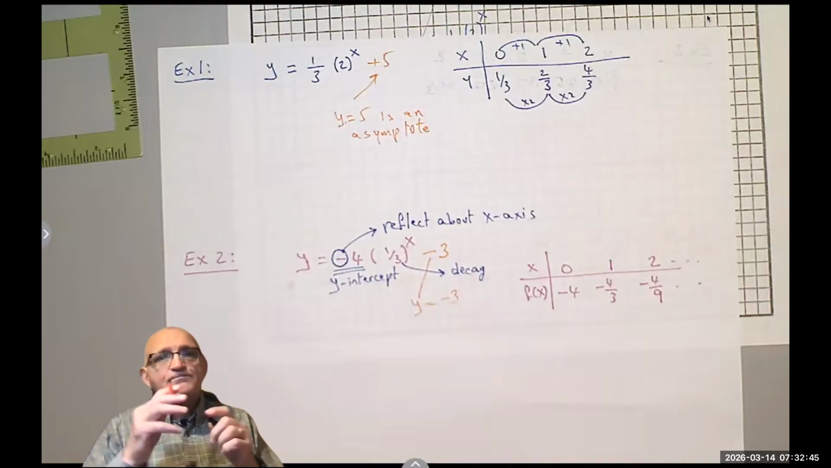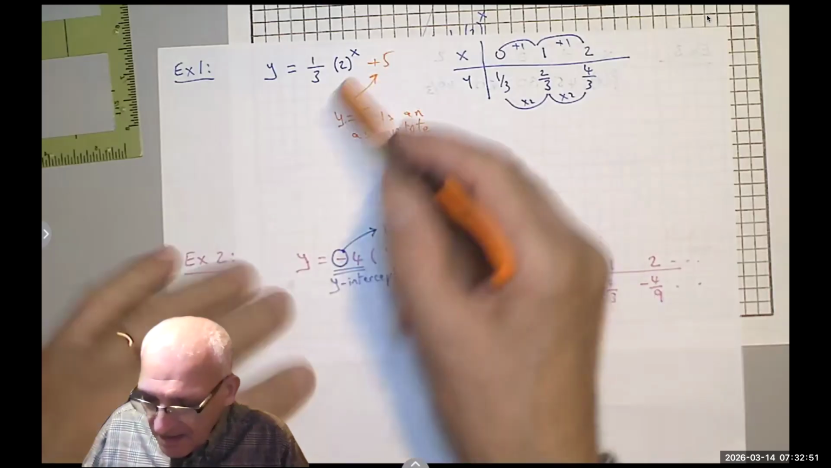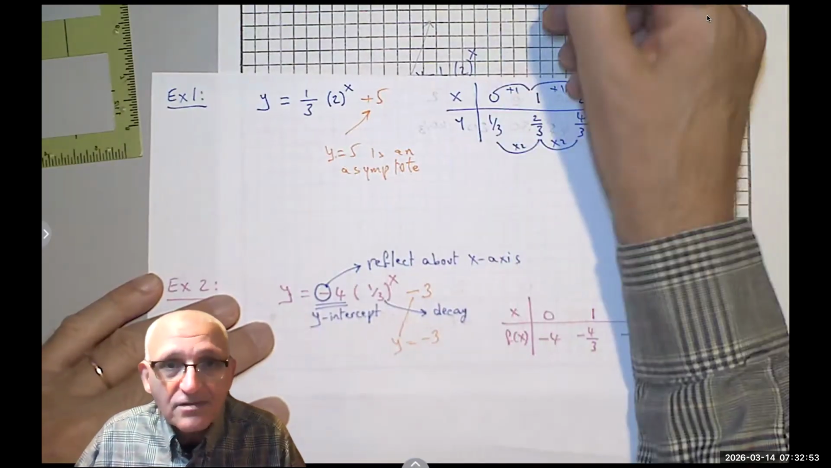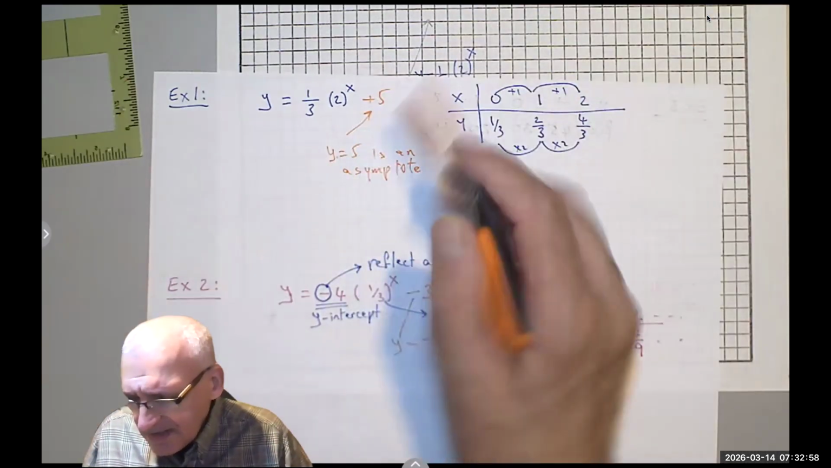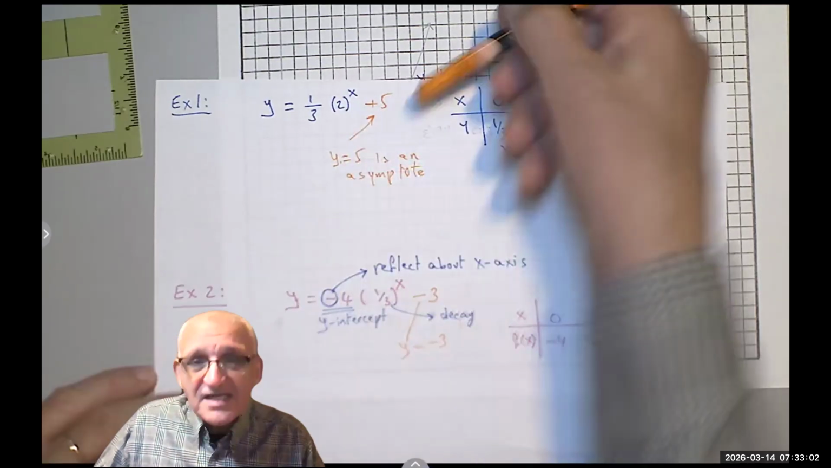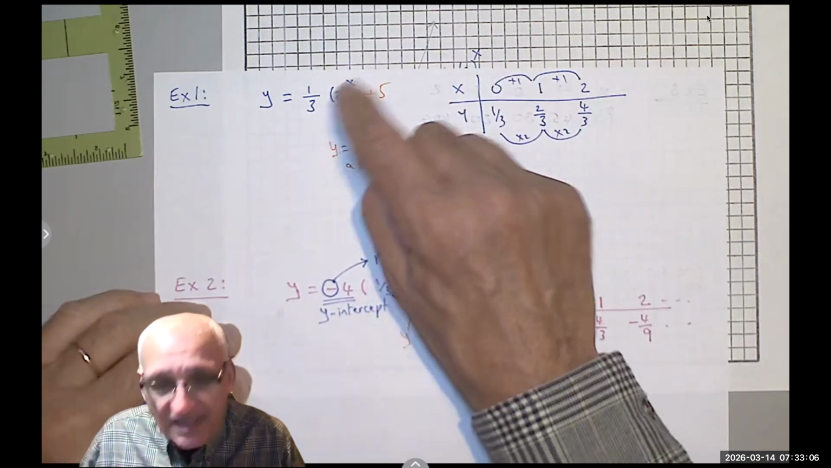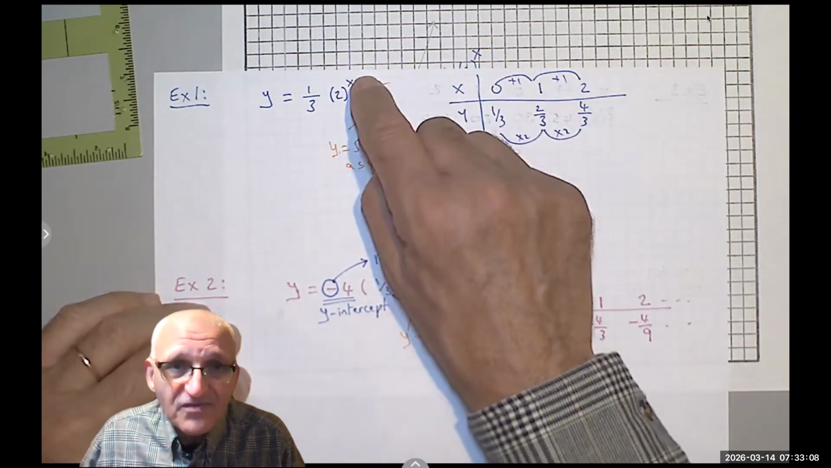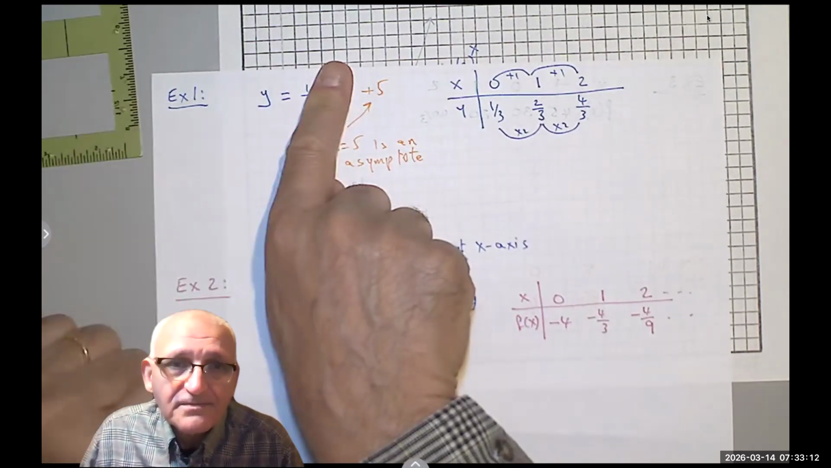Why is that? Here, the graph was increasing, right? So if you say, alrighty, what if x is very small, meaning -infinity? It goes to -infinity. Any number to the -infinity is 0, times 1/3 is 0, and you get y equals 5.